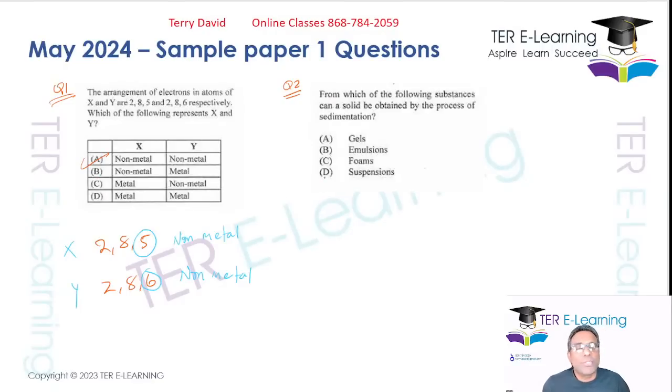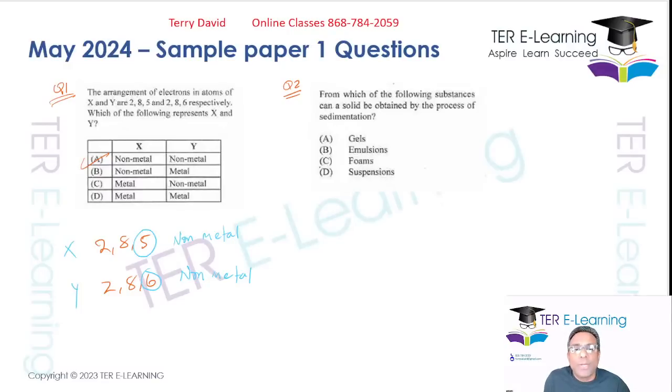What about question 2? Which of the following substances can a solid be obtained from by the process of sedimentation? What are they talking about there? What's the answer for that one? A lot of people are saying the answer is D.